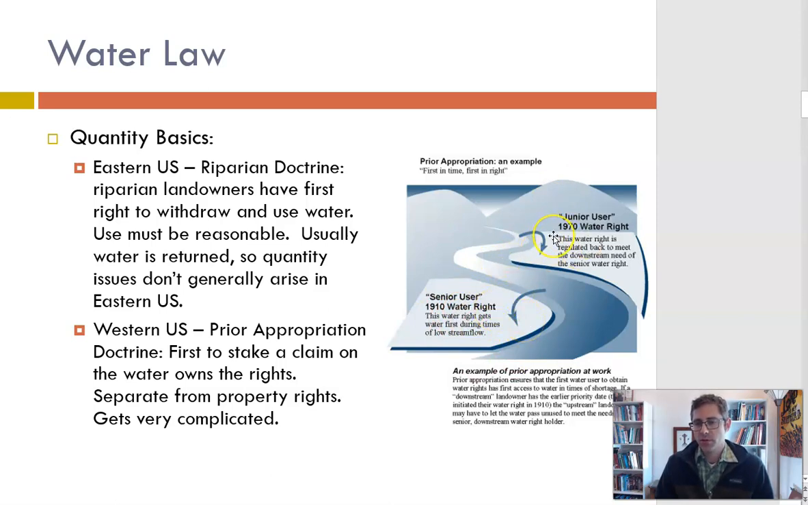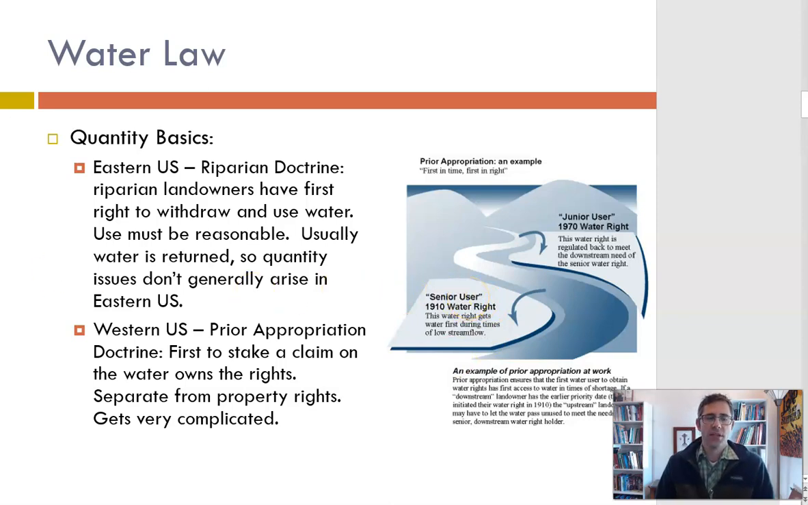Up here, this person moves in later and wants a water right, but they got theirs later, and they're further upstream. So in the riparian doctrine, in the eastern U.S., they'd be able to use their water, it might get returned, and this person down here could get theirs. But in prior appropriation doctrine, when we get to really low flows where there's not much water in the river, this person up here cannot use the water because this person has senior rights, and that water has to be there for them. If this person uses enough that it infringes on the 1910 rights, that's illegal.